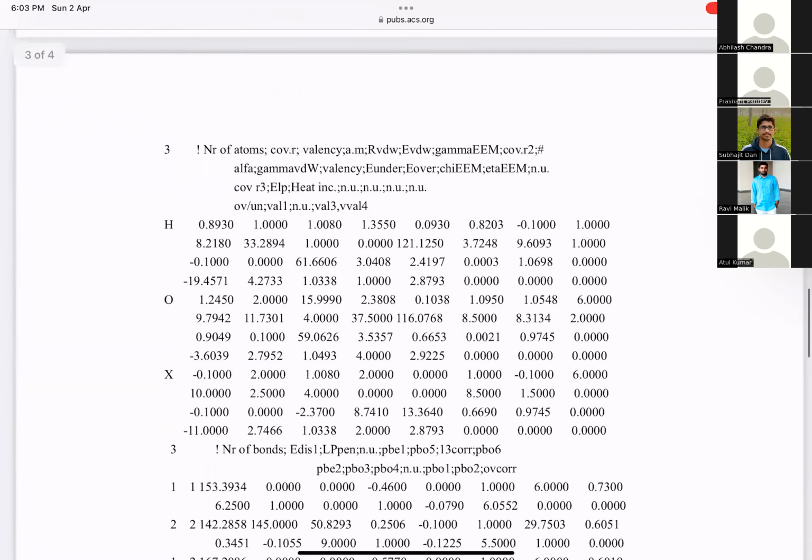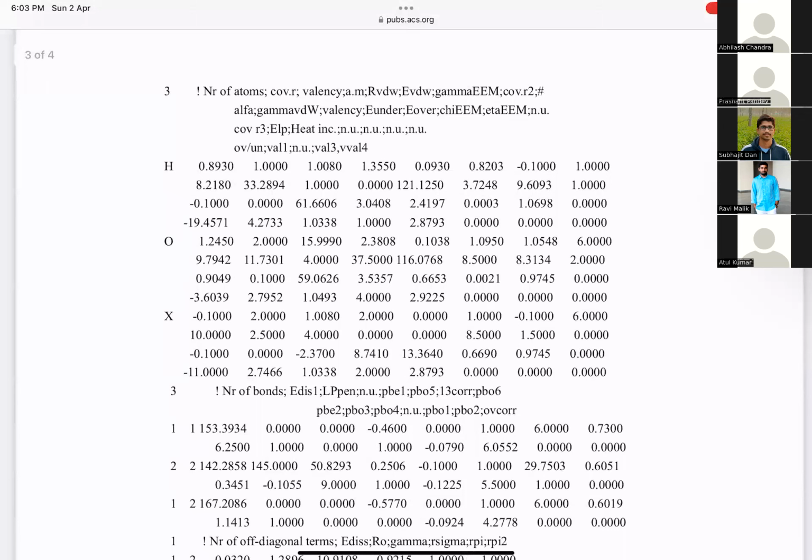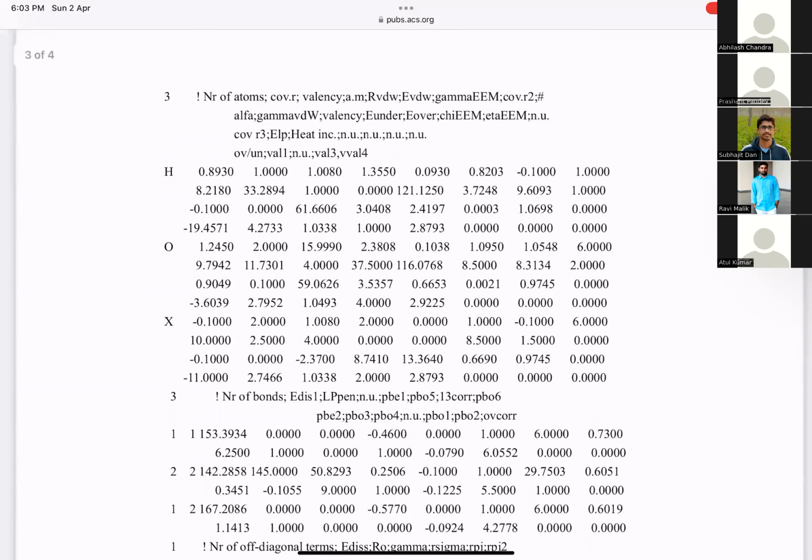And then the main part comes here. This is the reactive force field defined parameters element-wise. Like for the hydrogen atom, this is for the bonding, the first part of the system. I cannot use the cursor. So the first part, the number of atoms, you have 2, 3, 4, 5, 6, 7, 8, okay, 32 parameters per element.